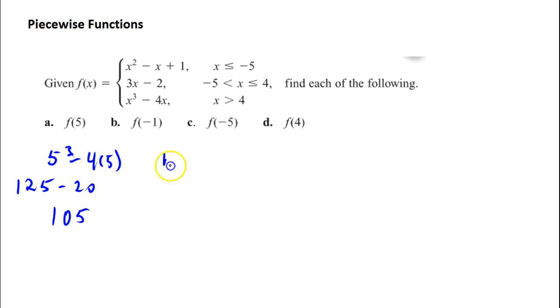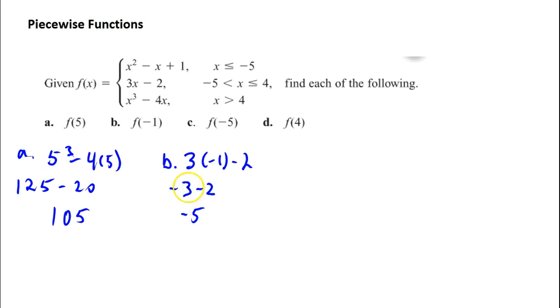Okay, f of negative 1. Well, I'll label that a there. f of negative 1. Okay, negative 1 is between negative 5 and 4, so we're going to use the middle one here. So that'll be 3 times negative 1 minus 2. That's negative 3 minus 2, which is negative 5.